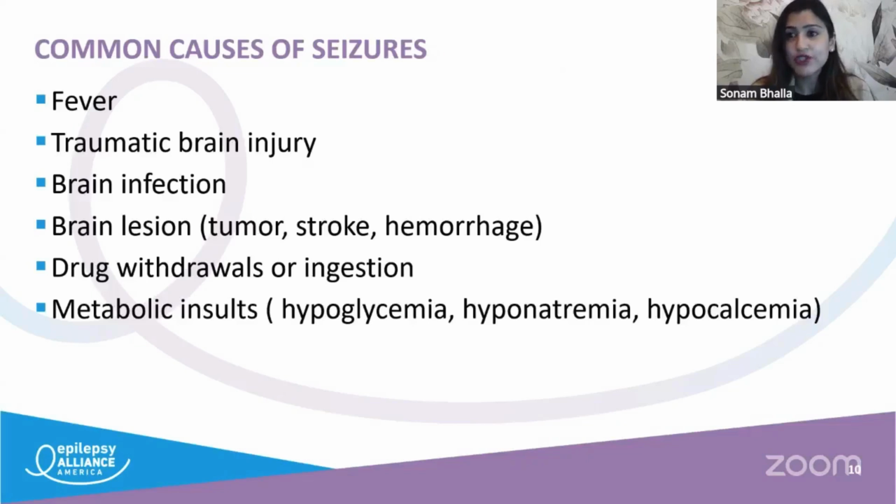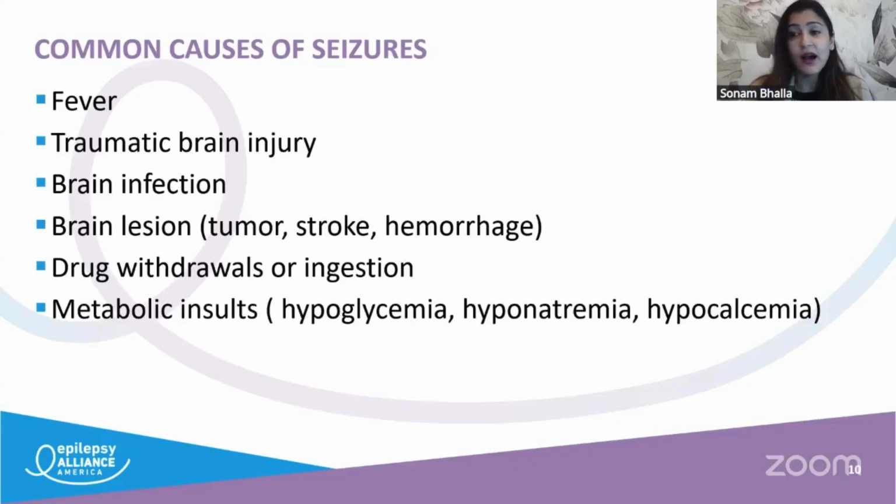Then you can have injury to the brain, like a traumatic brain injury, whether it was a car accident or you fell off a ladder. You have a significant bleed in your brain, or you have a brain infection like meningitis, that can increase your risk for seizures. Certain drug withdrawals or ingestion can also cause seizures. This is more commonly seen in adults or teenagers.